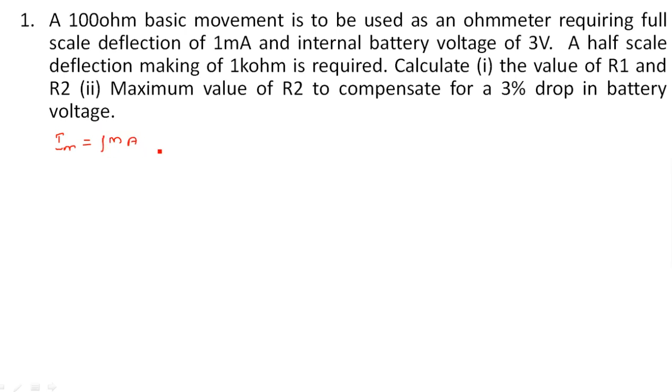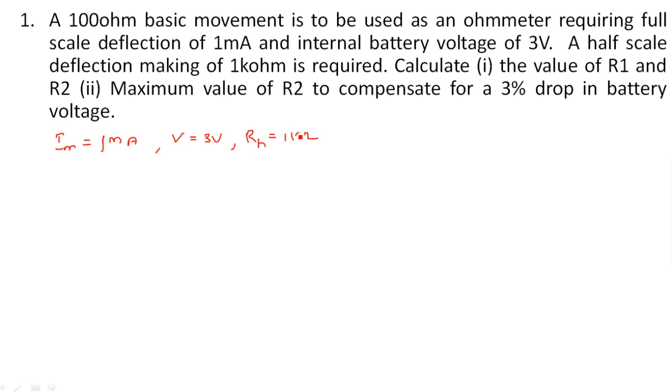Okay, so IM is given, that is 1 milliampere, and internal battery voltage V is equal to 3 volts. A half scale deflection making of 1 kilo ohm, that is, at half of the full scale deflection, the resistance value RH is given. RH is equal to 1 kilo ohm. Calculate the values of R1 and R2. And another problem is the maximum value of R2 to compensate for a 3% drop in the battery voltage. Battery voltage is 3 volts given.